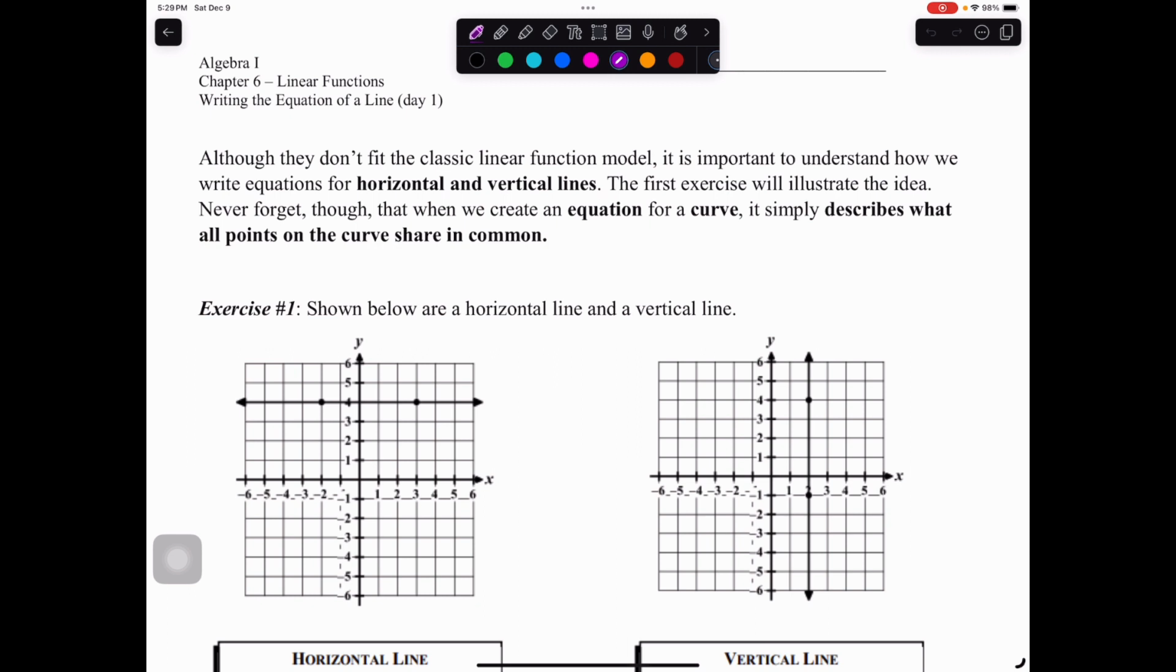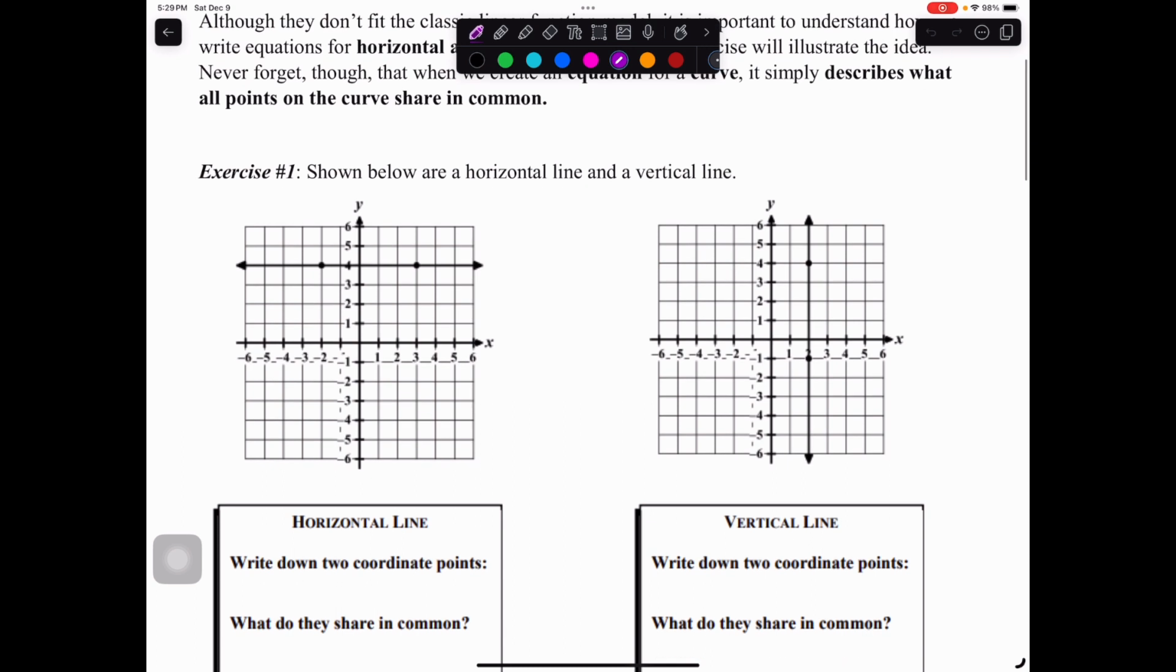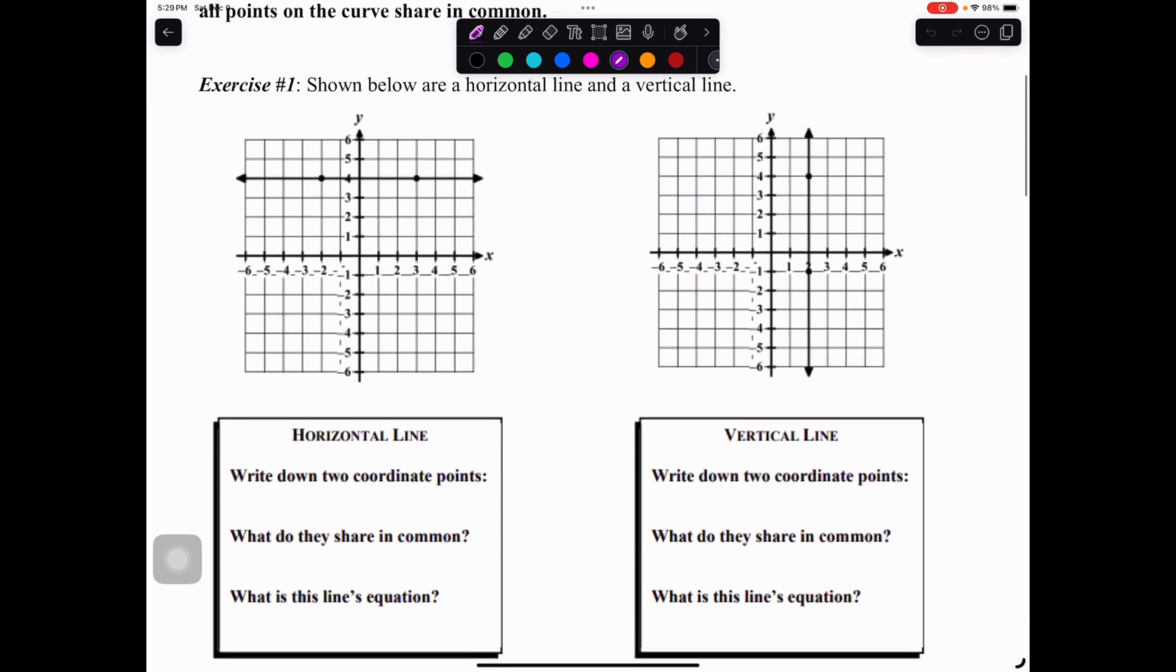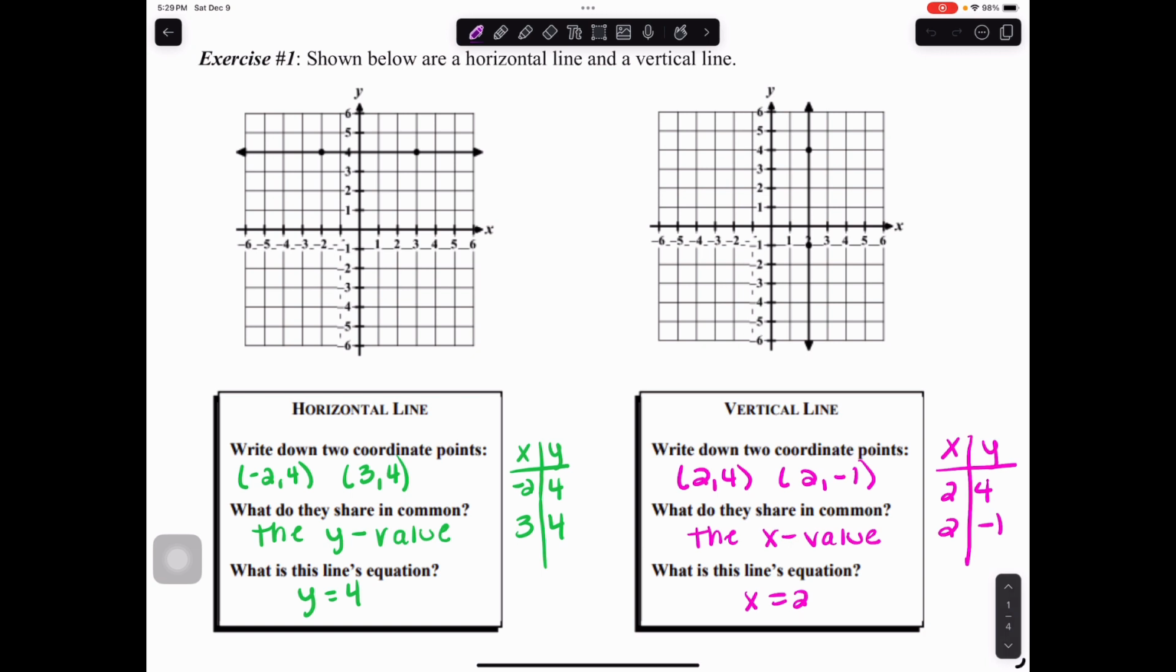Never forget, though, that when we create an equation for a curve, it simply describes what all points on the curve share in common. So I'd actually like you to complete exercise 1 on your own. Shown below are a horizontal line and a vertical line. You're going to answer the questions in the boxes to see if you can come up with how you would write the equation for horizontal and vertical lines. So at this time, please pause the video, try these problems, and then resume the video when you're ready to go over the answers.